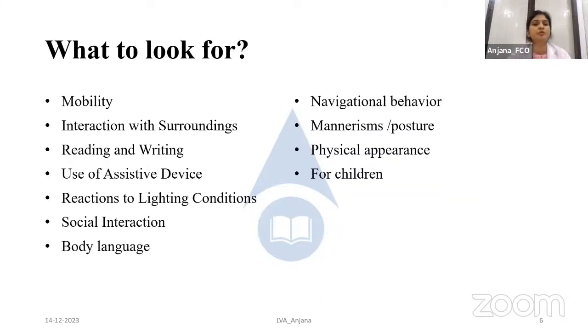Then what to look for in a low vision patient? How to observe the patient? First, we have to observe mobility. Watch how the patient moves and navigates the environment. Do they use a cane, a guide, or guide dogs, anything? Are they cautious or confident in their movements? Then observe interaction with surroundings, how they observe objects.